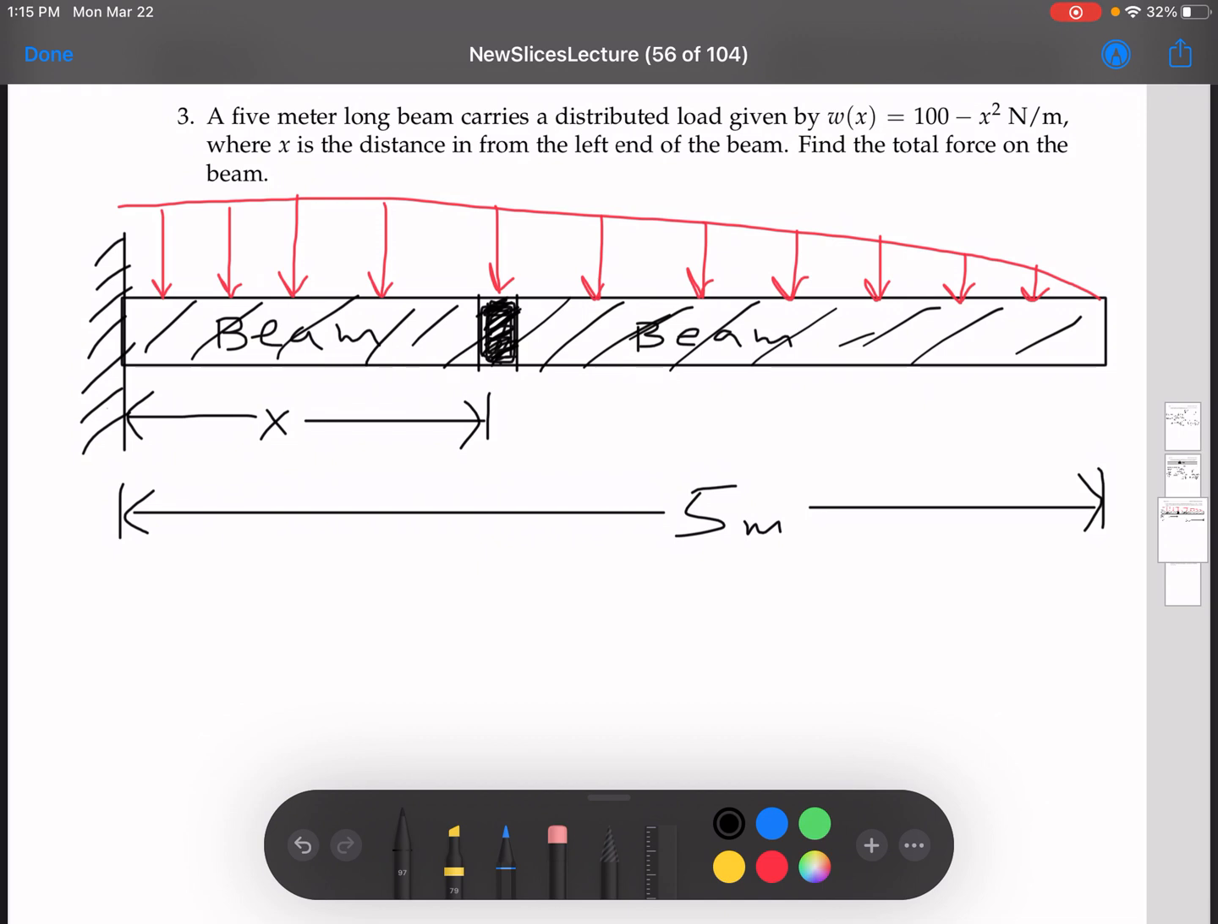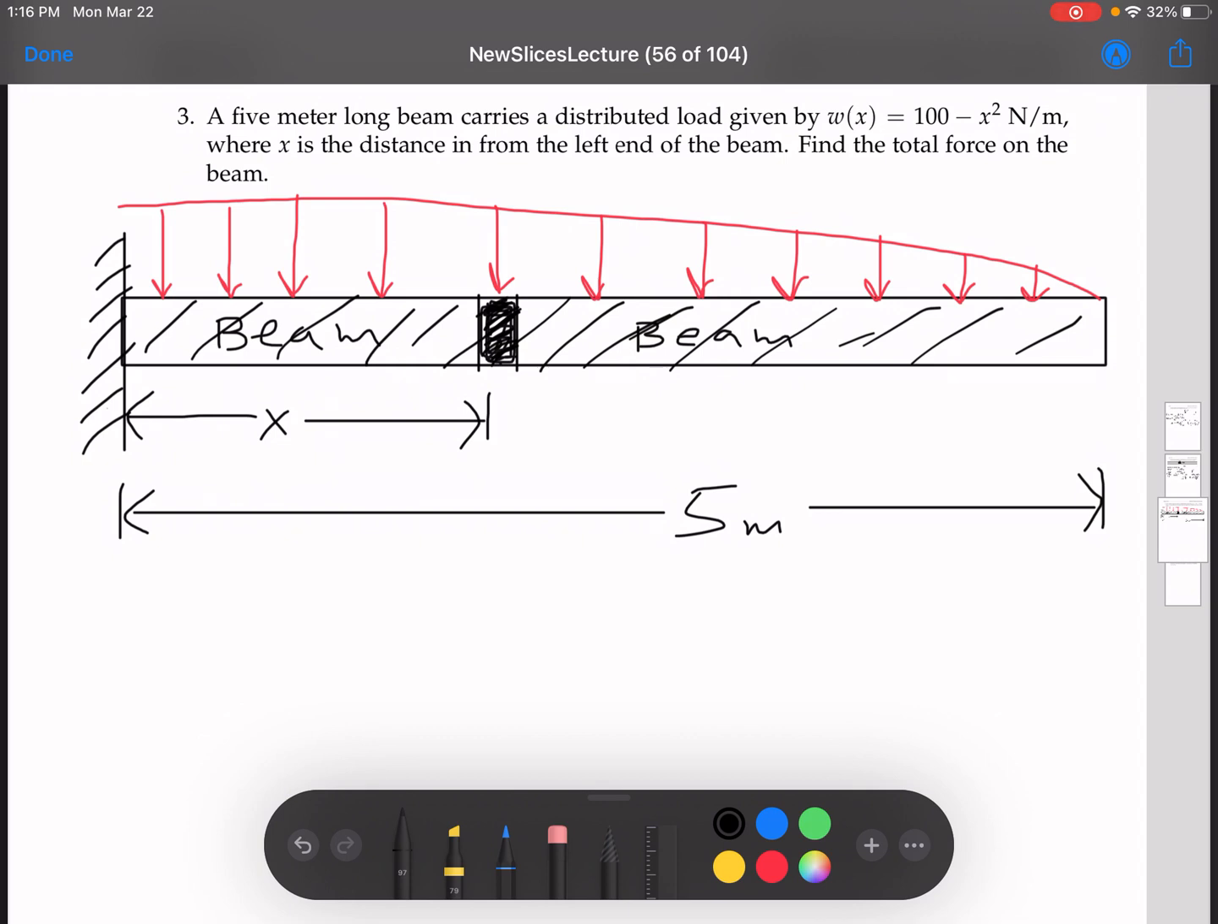So what that means is that as x moves from 0, which is the left end of the beam, to the right end of the beam, the weight or distributed load changes. Right? It changes with respect to this function W of x. And our goal is to find the total force on the beam.